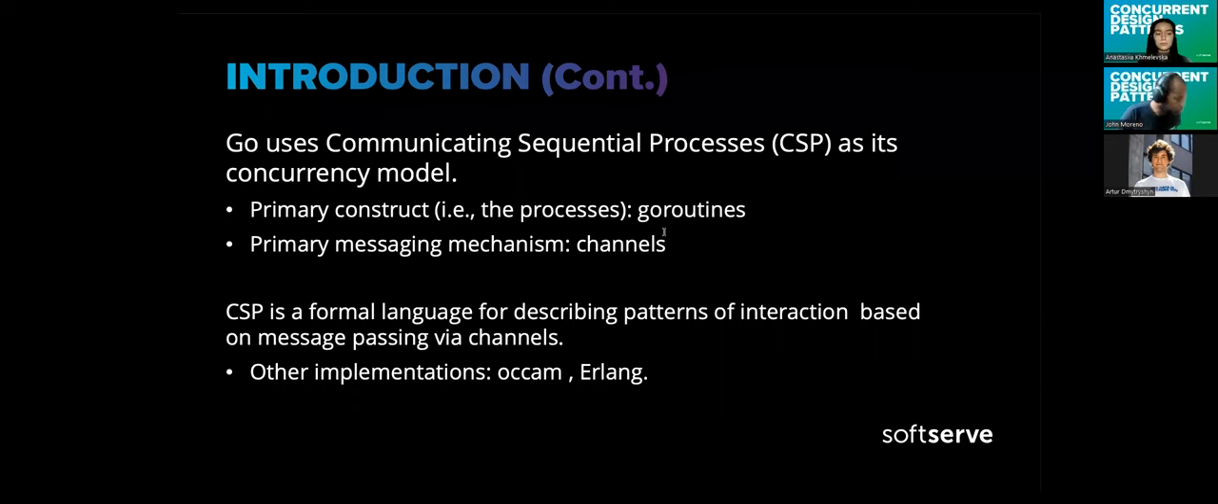So Go uses communicating sequential processes as its concurrency model. And in this model, as its name implies, the primary constructs are the processes, which are communicating by some means in order to carry out the task at hand. In Go's case, the primary construct are the goroutines, and the primary messaging mechanism are the channels.